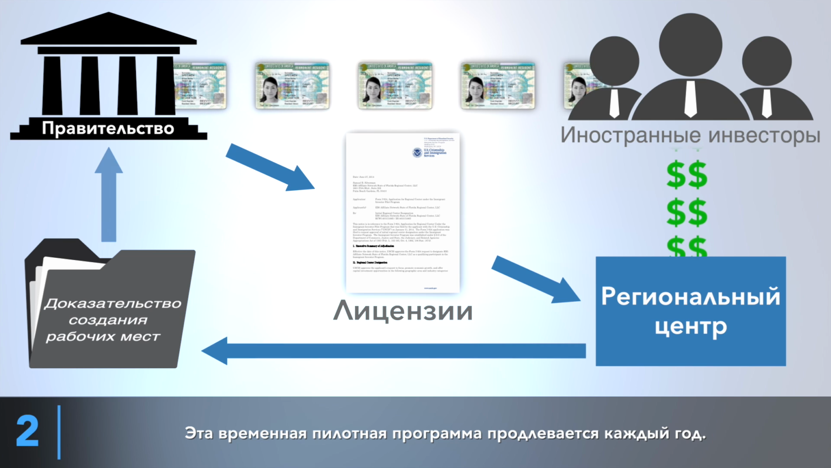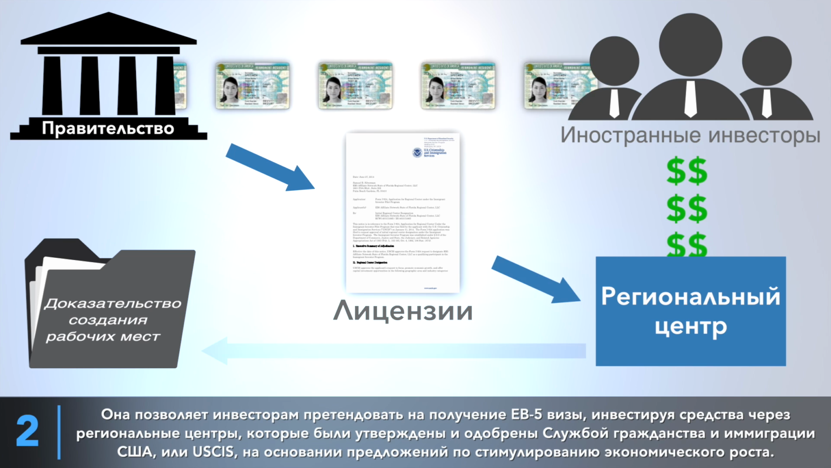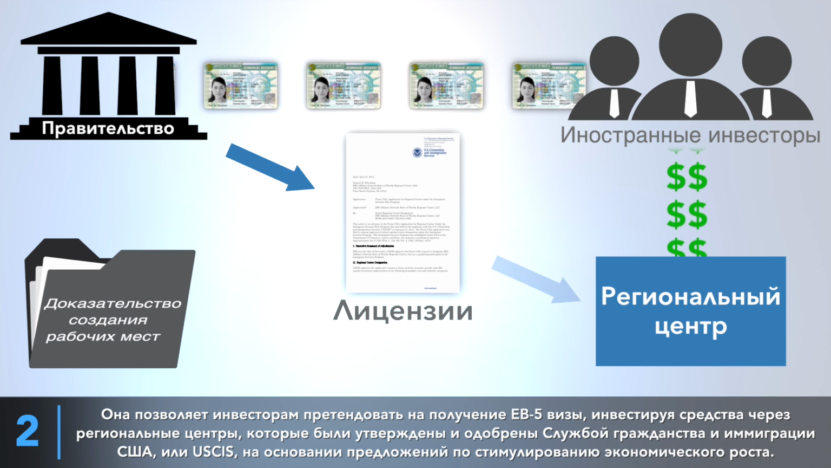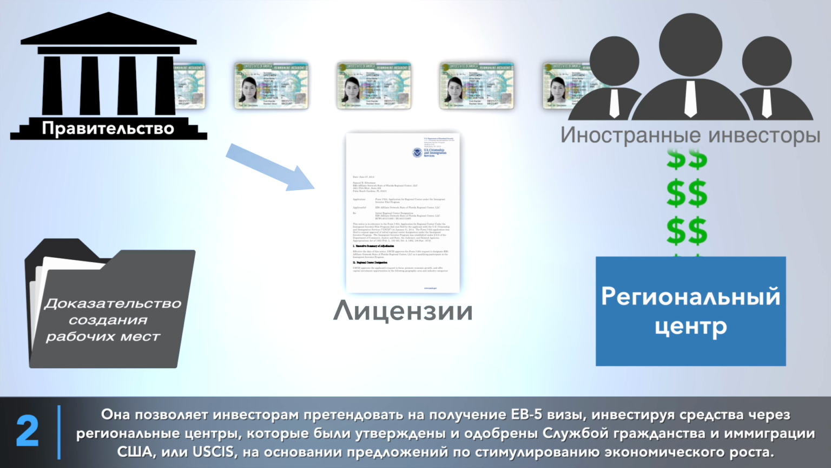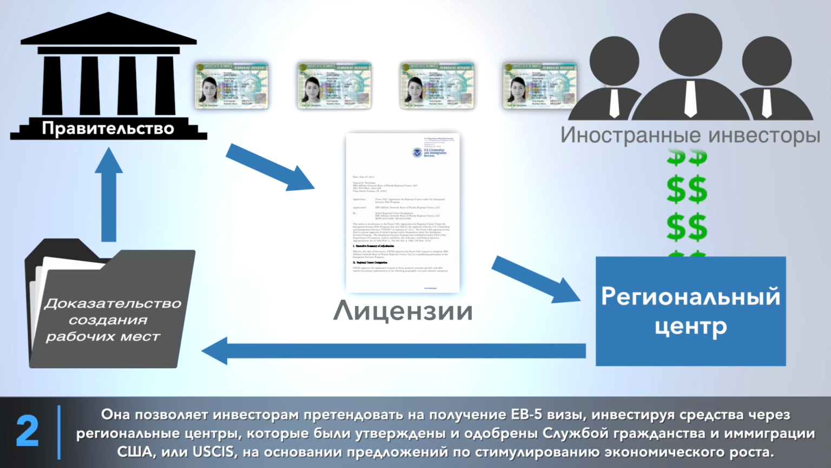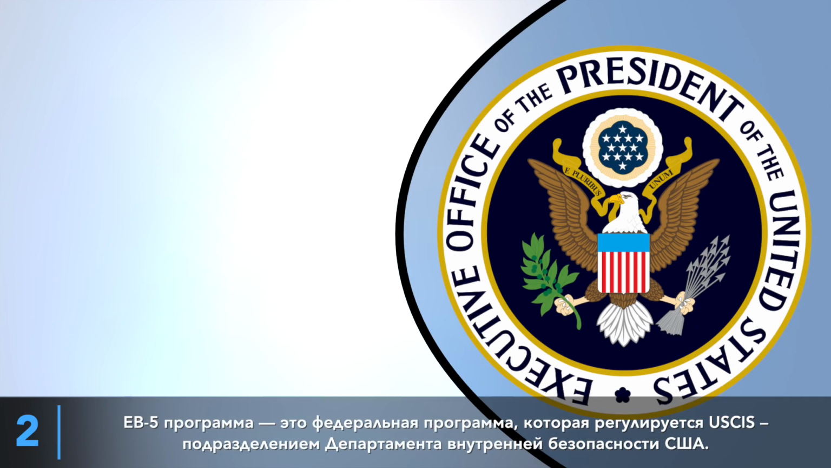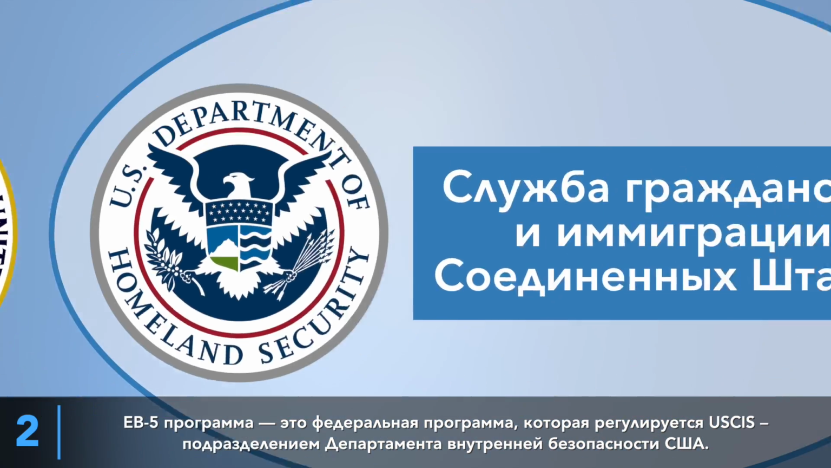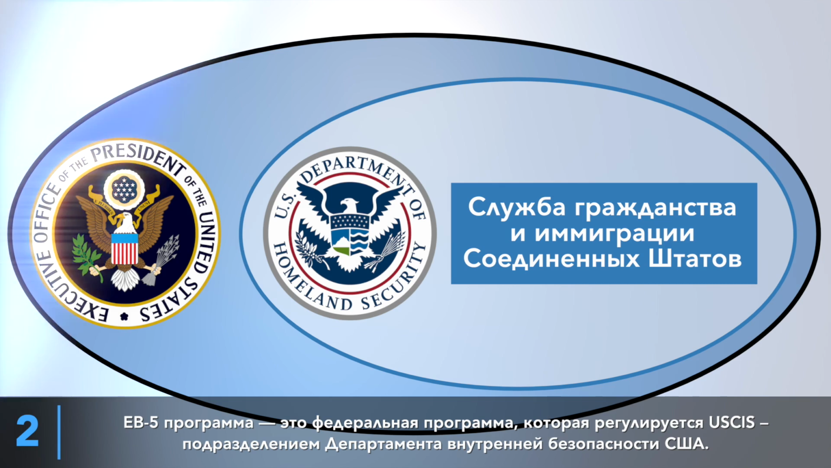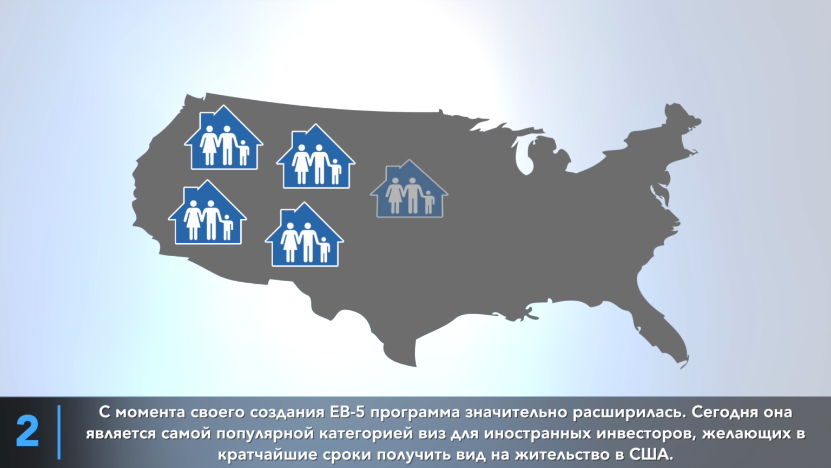This temporary pilot program is renewed every year. It allows investors to qualify for EB-5 visas by investing through regional centers designated and approved by United States Citizenship and Immigration Services, or USCIS, based on proposals for promoting economic growth. The EB-5 program is a federal program administered by USCIS, which is a division of the U.S. Department of Homeland Security.